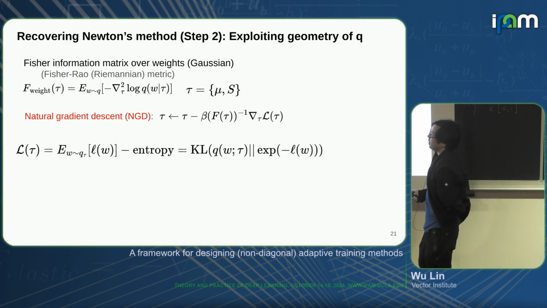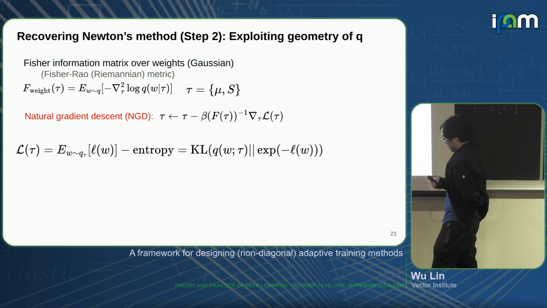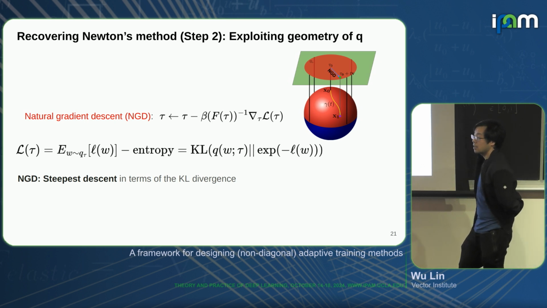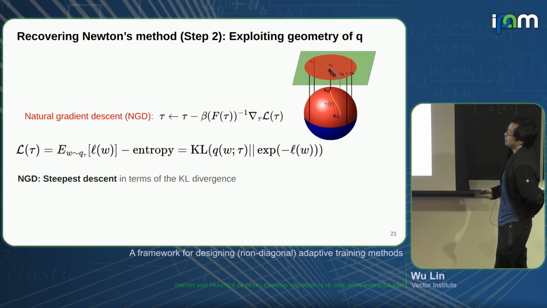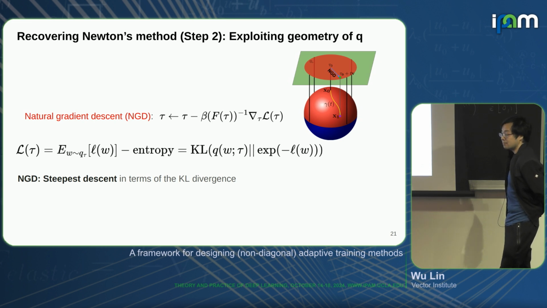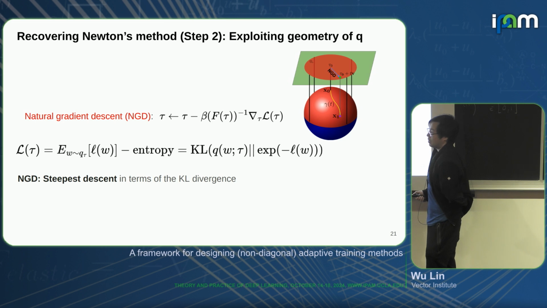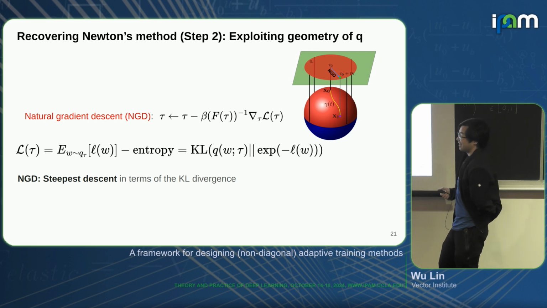And why are we using natural gradient descent instead of gradient descent? This is because natural gradient descent is a steepest descent in terms of the KL divergence, and this relaxed problem itself can be written as the KL divergence. Later we'll see that there are other reasons why we're using natural gradient descent instead of gradient descent.